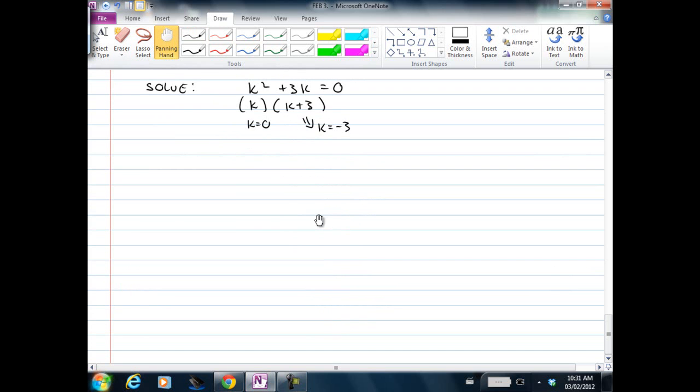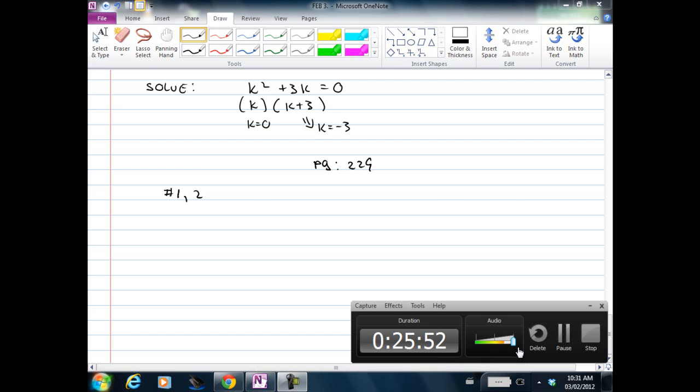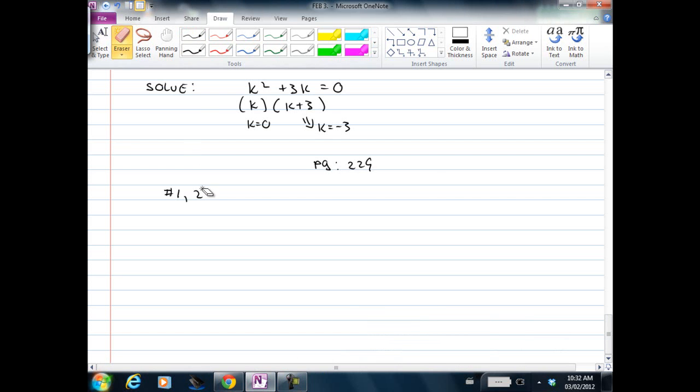Guys and gals, your work for today. Page 229. It's all about factoring. I want you to be masters of factoring. I'm going to give you lots of time, so don't be afraid. Actually, I'll give you number 1 to 10 after the break.